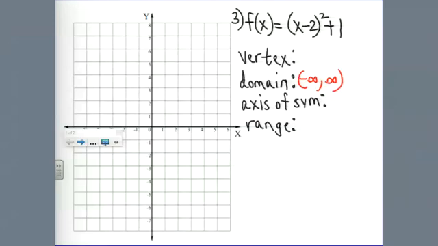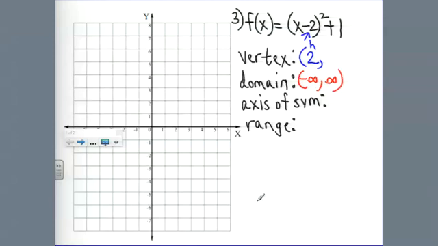It's in the form x minus h squared plus or minus k. So from here we can easily identify the vertex. To find h, all you do is look in the parentheses and ask yourself, what is the opposite of our given number? So the opposite of negative 2 is positive 2. So that's our h.